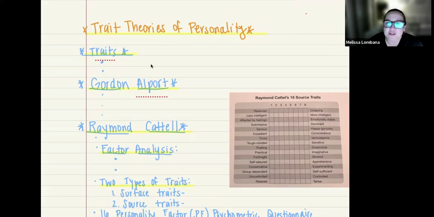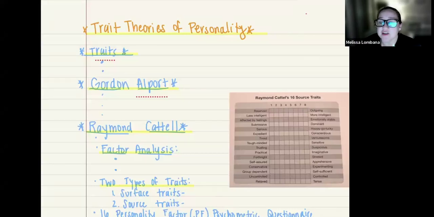So first one is going to be traits. What exactly are traits? Traits are stable personality characteristics of our behavior, thought process, and emotions. Now, for traits, we focus on observable personality characteristics, which help us determine how we behave across time and situations. This is kind of like trying to predict how we are going to act. Be sure to write all of that down.